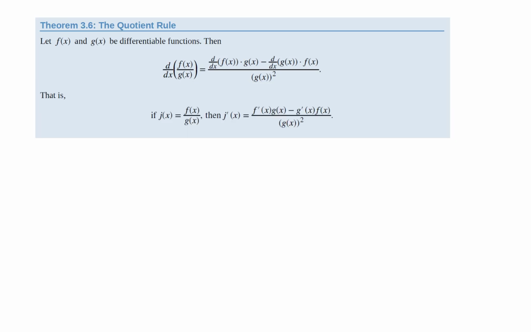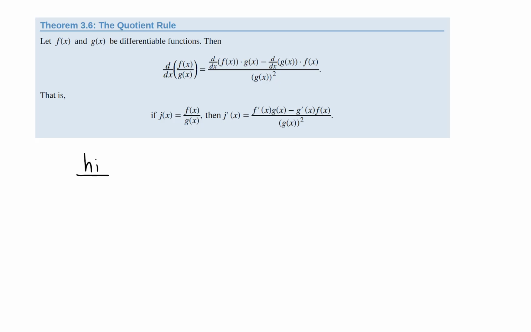And if you prefer this using Newton's prime notation, you'll see that there. And if you would like to see a proof of this rule, you can always check that out in your textbook.